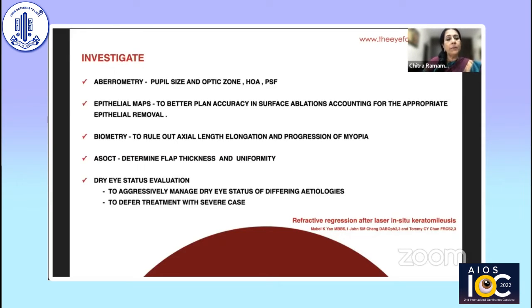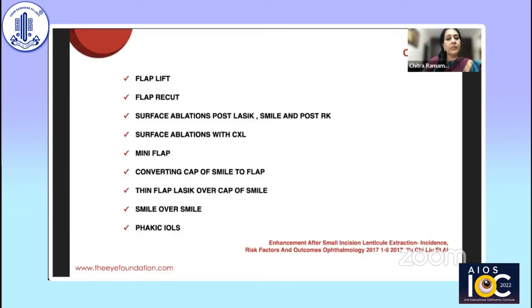And ASOCT, besides giving us information on the epithelial thickness, it also will tell you about the flap thicknesses, whether it's an irregular flap, which you're probably going to lift, whether the flap is uniform, what is the status of the flap. And again, most importantly, we need to do a dry eye evaluation and very aggressively treat the dry eye status. And therein again, you would even defer a treatment if the dry eye status is bad.